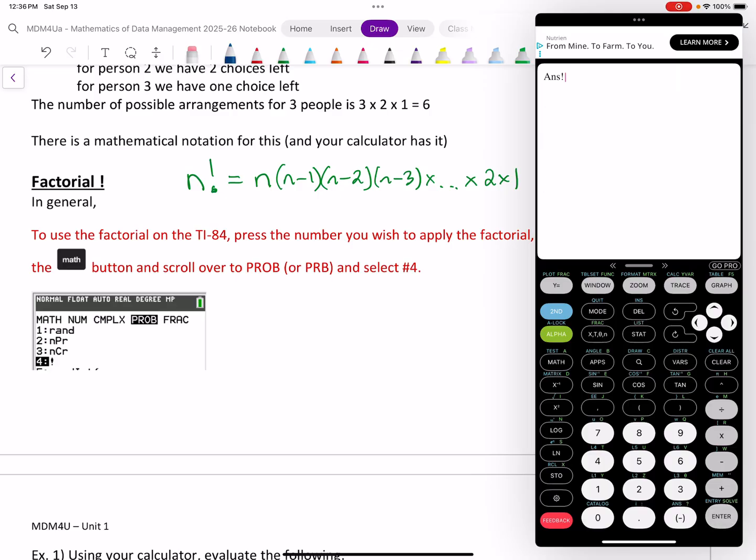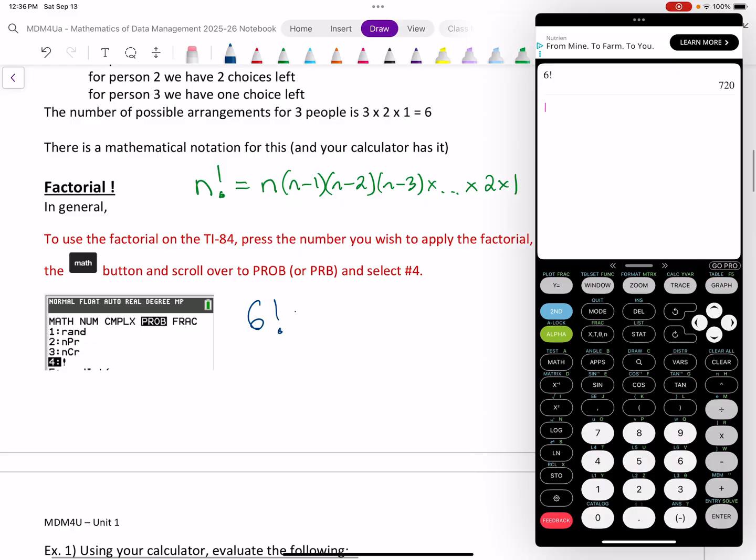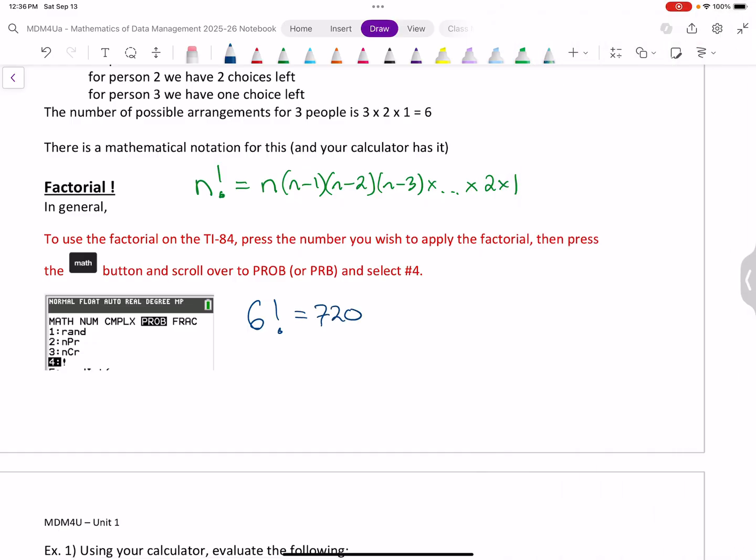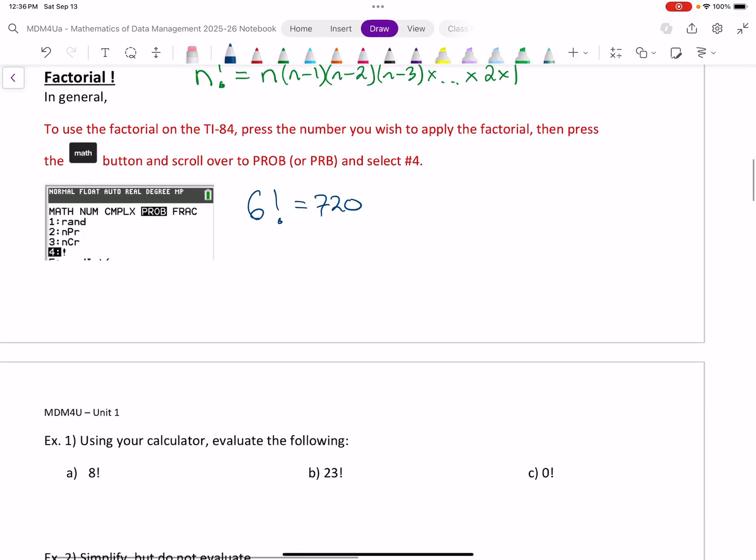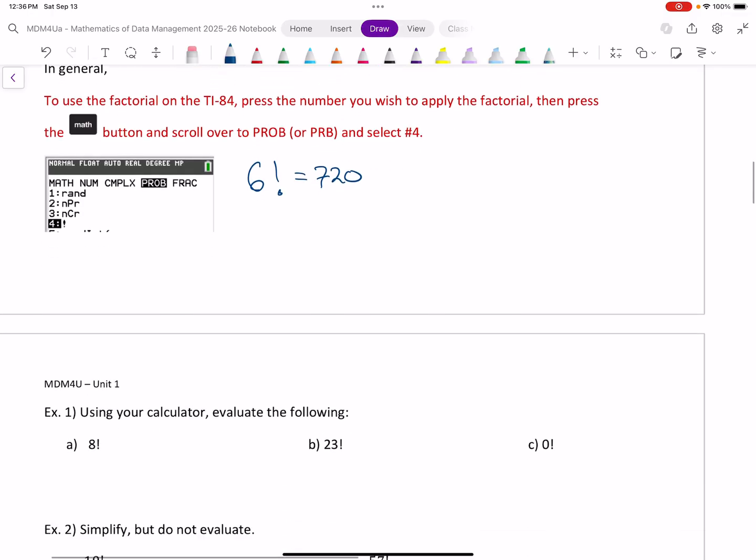Depending on your calculator, so I strongly suggest you try this on your own handheld. This one, I would need to type in the number first before I go to the factorial. So I would go 6, and then math, PRB, and then number 4, and a factorial is put in, and I press enter. And so 6 factorial can just be represented by 720, like that. So pretty easy.